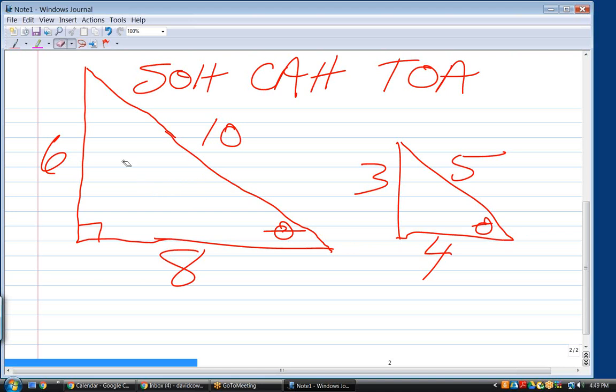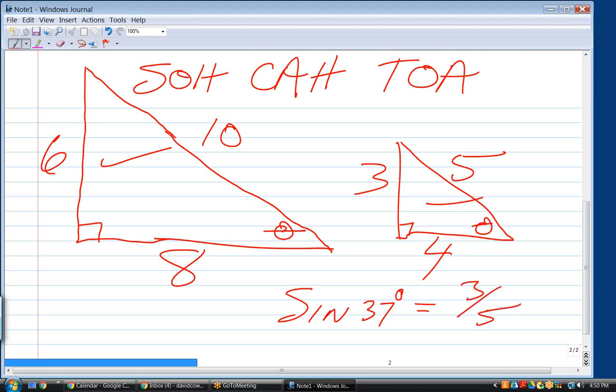In other words, as long as this triangle is similar to this triangle, all 3 angles are the same. That's the definition of similarity. So whether it's 6 over 10 or 3 over 5, the sine of 37 degrees is always going to be 3 over 5, no matter the size of the triangle.